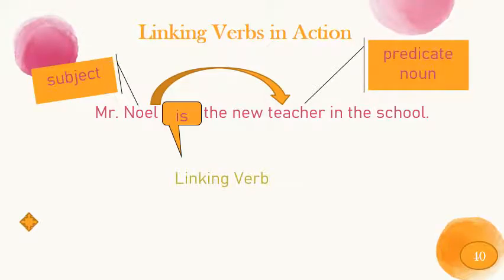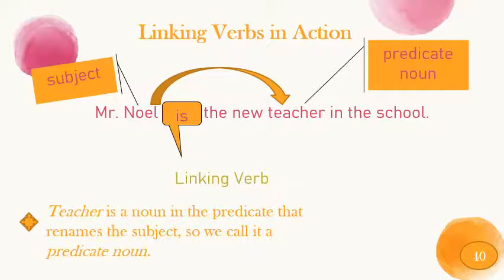You might say, but we have a new. New is an adjective, but here new describes the teacher. It doesn't describe Mr. Noel directly, it describes the teacher. So teacher is the word that renames or talks about Mr. Noel. Okay, so the noun after the linking verb talks about the subject, so we call it a predicate noun. Teacher is a noun in the predicate that renames the subject, so we call it a predicate noun. So when you find a noun after the linking verb that talks about the subject, we call it a predicate noun because it's found in the predicate. And when we find an adjective after the linking verb that describes the subject itself, then we call it a predicate adjective.